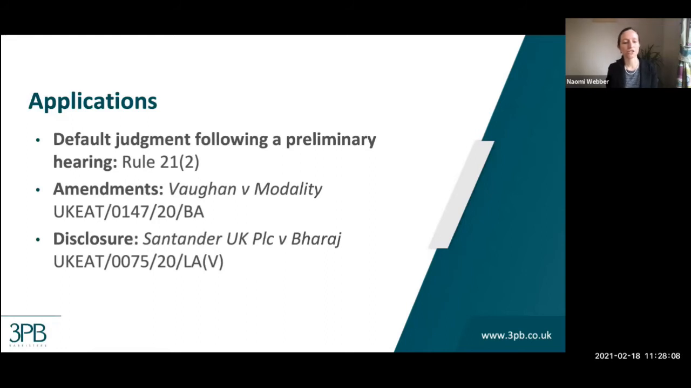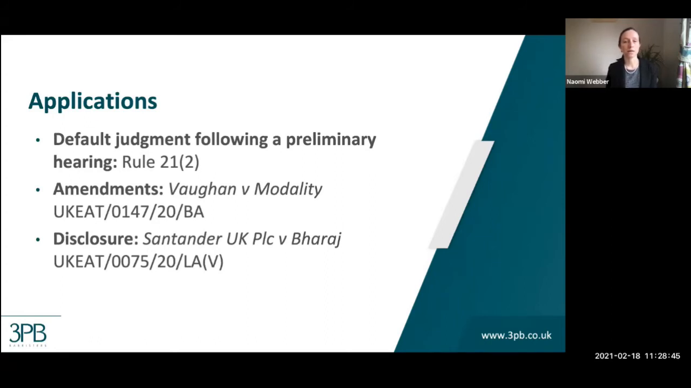First, in relation to what is usually termed default judgments, there's been a slight change to Rule 21 of the Employment Tribunal Rules. This in effect allows for a default judgment, or what we term a default judgment, where no response has been provided. And this can normally be done either on the papers or if a judge feels necessary after a hearing. There's been a new addition to Rule 21.2, which is that where there's been a preliminary hearing to determine an issue, a default judgment can then be issued without the need for a further hearing.